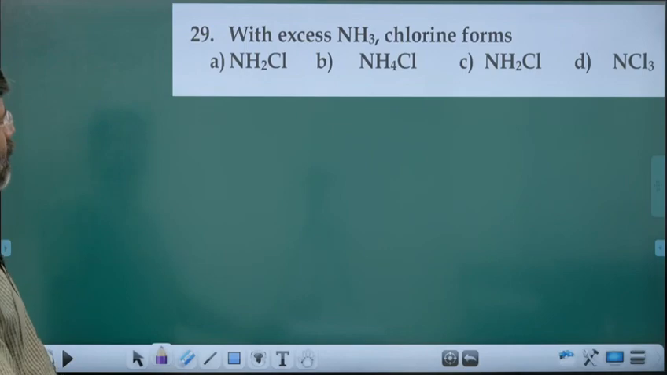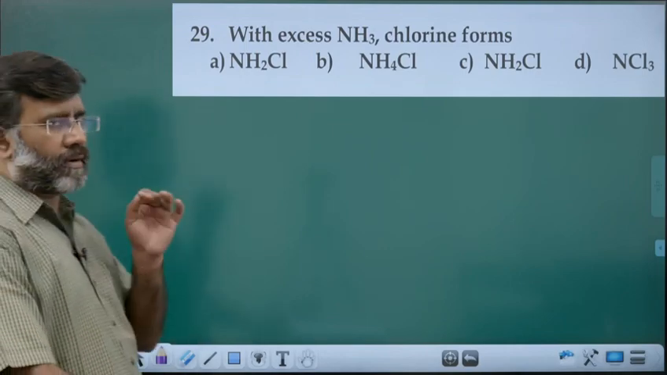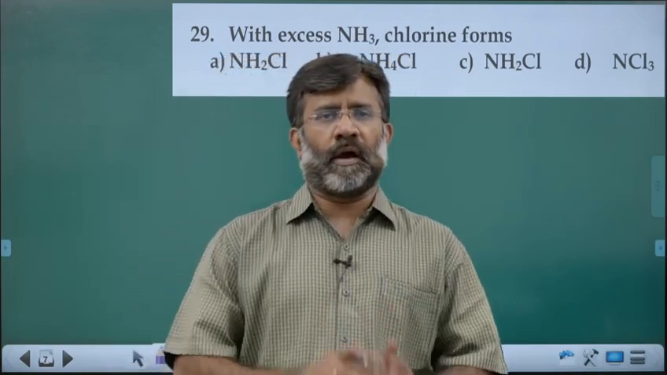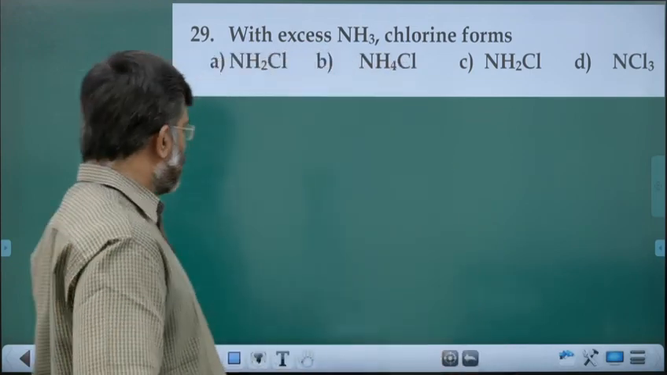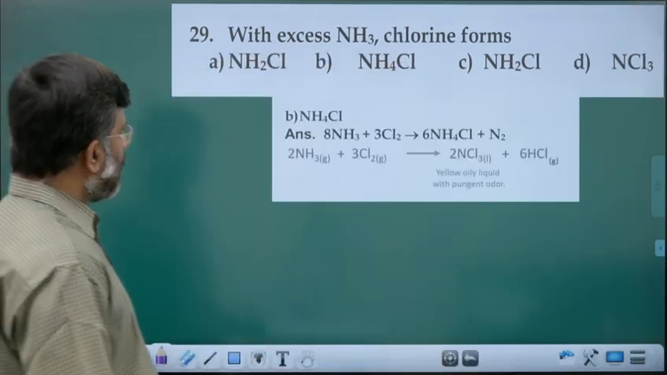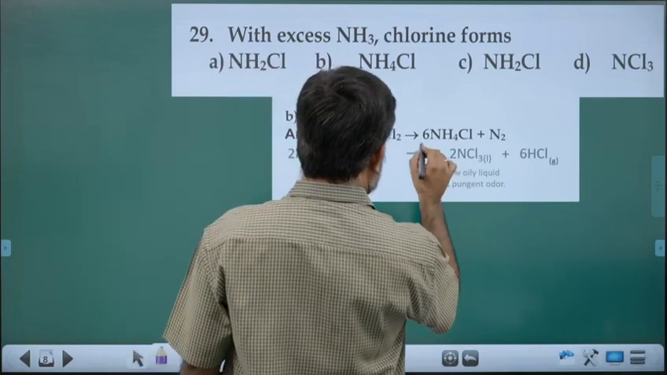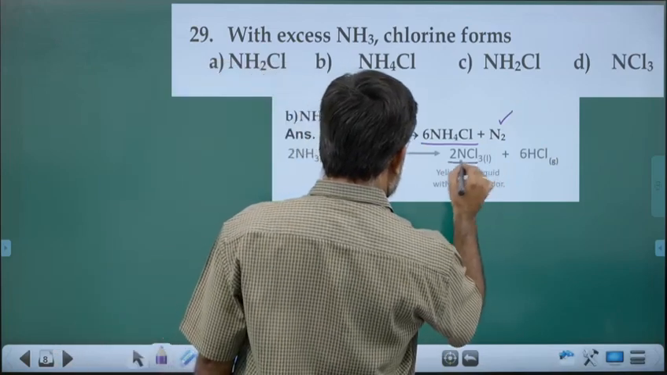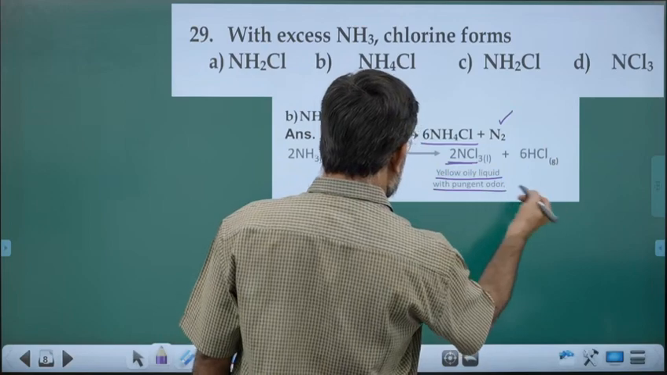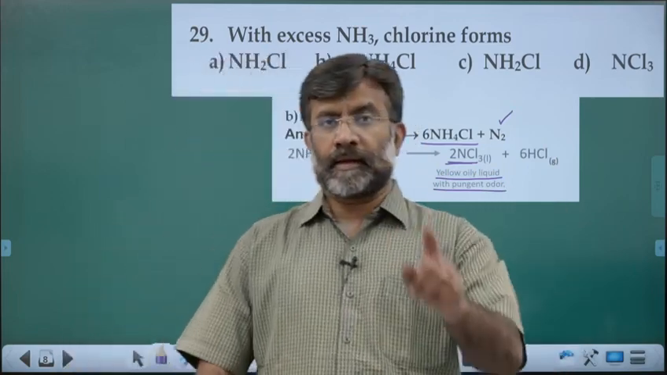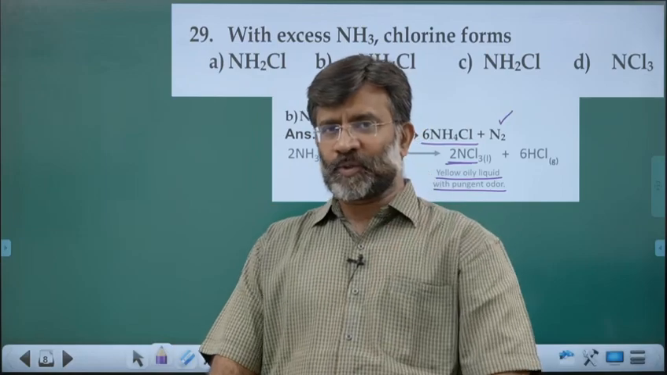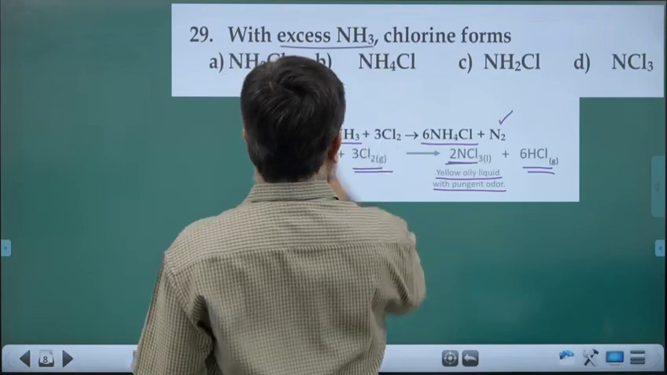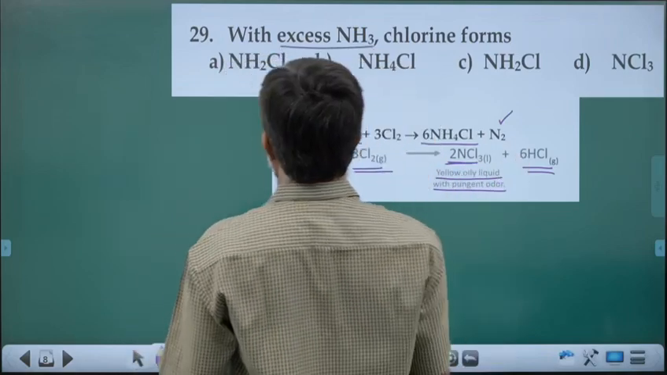With excess ammonia, chlorine forms... With excess ammonia and chlorine, what do you get? With excess chlorine and ammonia, what do you get? A very important reaction you need to note down. With excess ammonia, you will be getting ammonium chloride and N2 gas, while with excess chlorine, you will be getting NCl3, a yellow oily liquid with pungent odor. And that is highly explosive also. NCl3 with 6HCl.